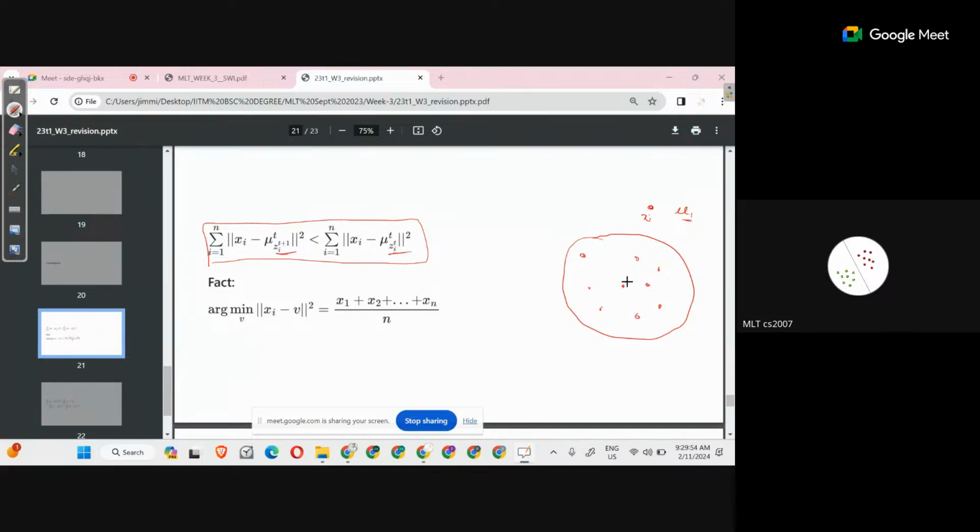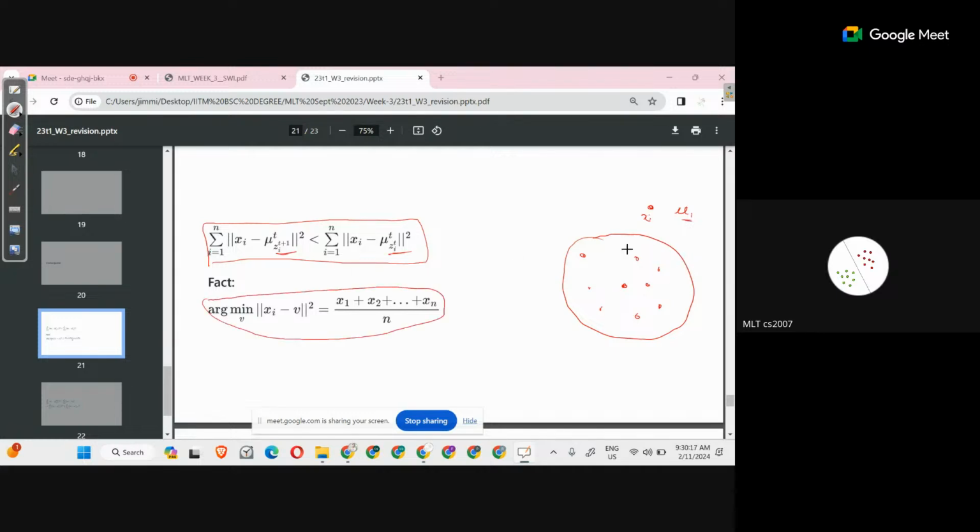Okay, you have to choose the mu value in such a way that the distance of all points from there will be minimum. So it will always be the centroid of all these points, right? Because from there, if we calculate the sum, that will be minimum, right? Yes, sir. Okay, so this is what we are saying by this term.